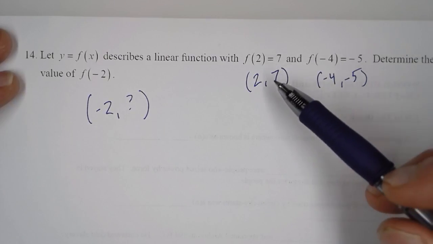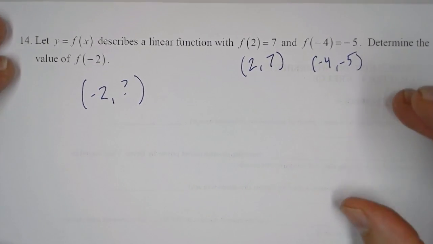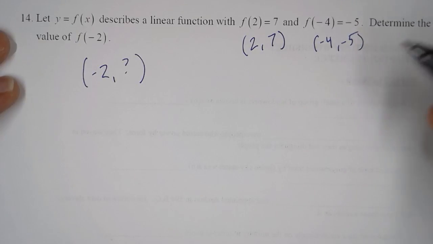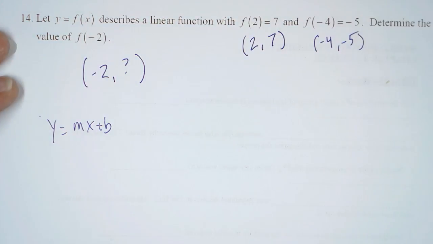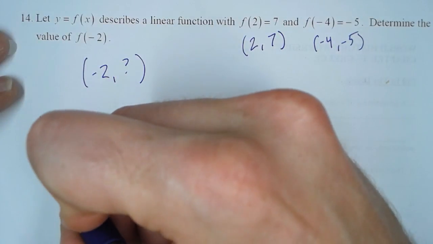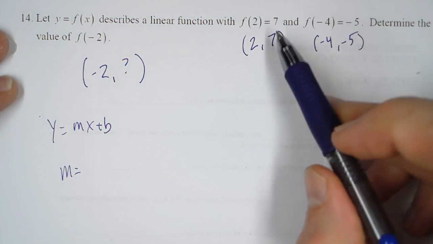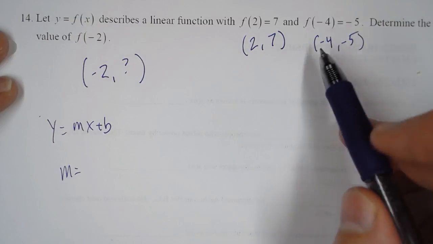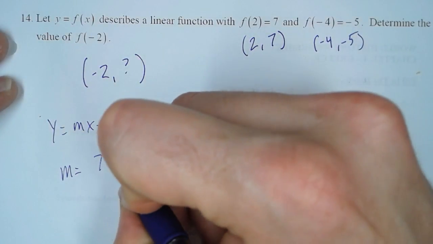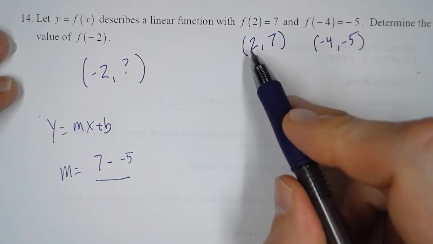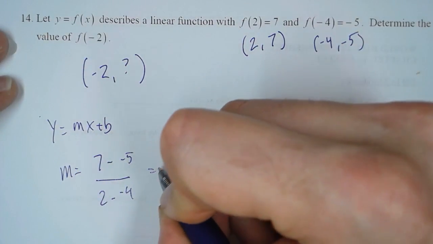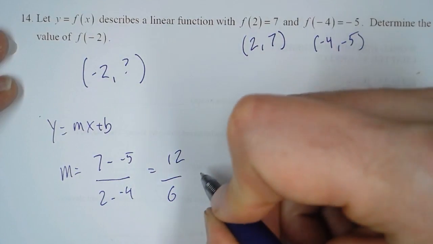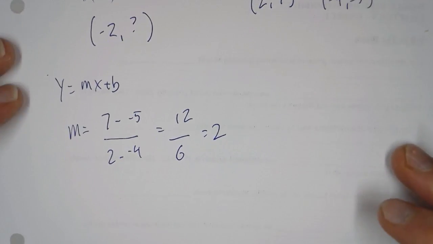The first way is we have 2 points, so we can come up with a linear equation. y equals mx plus b. So we find our slope. So y2 minus y1, so we subtract the y's, so 7 minus negative 5 over 2 minus negative 4. And we get 12 over 6, so the slope is 2.